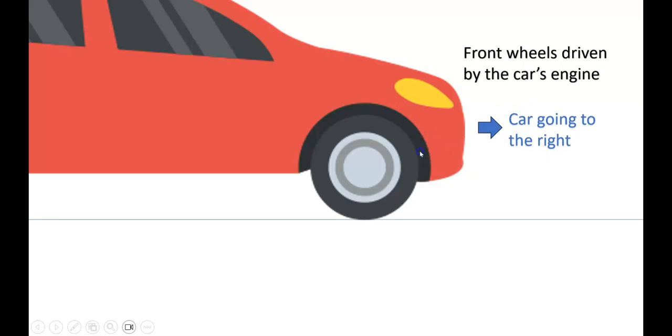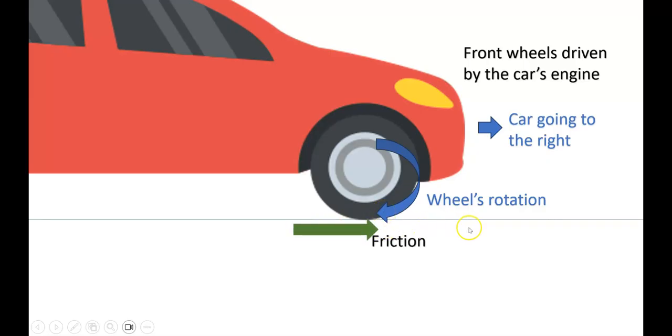When the wheels are driven by the engine, it turns clockwise as the car moves forward towards the right. At the point of contact with the floor, the wheel is pushing backwards because of its clockwise direction. Hence, the friction is pointing forward to the right, the same direction as the car is moving. So in this case, the friction at the wheel is in the same direction as the car because of the clockwise turning that pushes backwards.